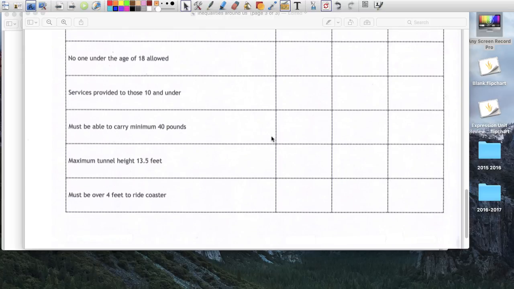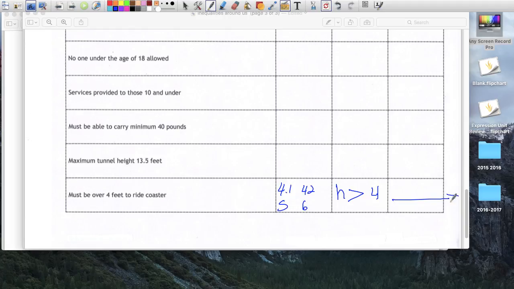And last one, must be over 4 feet. Over 4 feet. So if you're 4 feet, you can't come in. You've got to be 4.1, 4.2, 5 feet, 6 feet, whatever it is. It needs to be greater than 4. So your height compared to 4 feet, you need to be greater than 4 feet. Period. Okay. If you're 4 feet, no, not allowed.